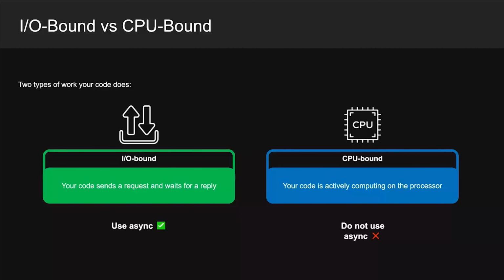It comes down to the type of work your code is doing. Input-output bound work means your code sends a request and waits for something to come back. CPU bound work means your processor is busy running calculations. Async helps when your code is waiting. It does nothing useful when your processor is already busy. Let's look at both with examples.